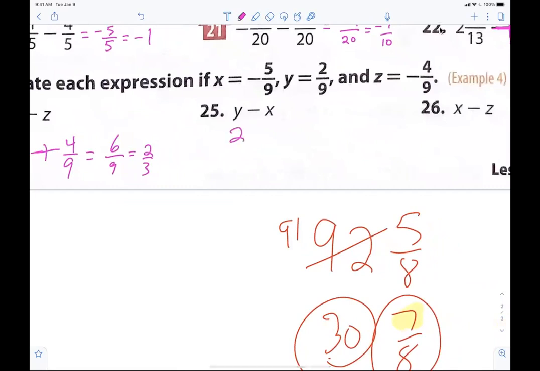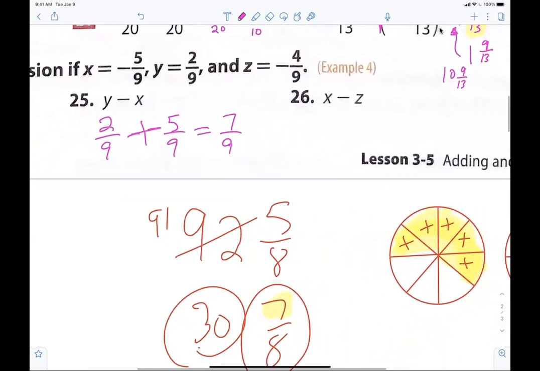2 ninths minus negative 5 ninths. 7 over 9. Thank you, sir. Double negatives make a positive. Thank you. Very good. Sophia, negative 5 ninths minus negative 4 ninths. So you add negative 5 ninths plus 4 ninths. How much? Negative 1 over 9. I'm happy with that. Negative 1/9.